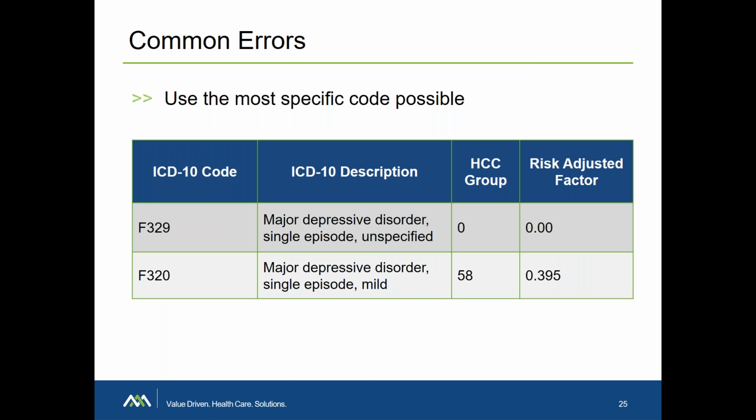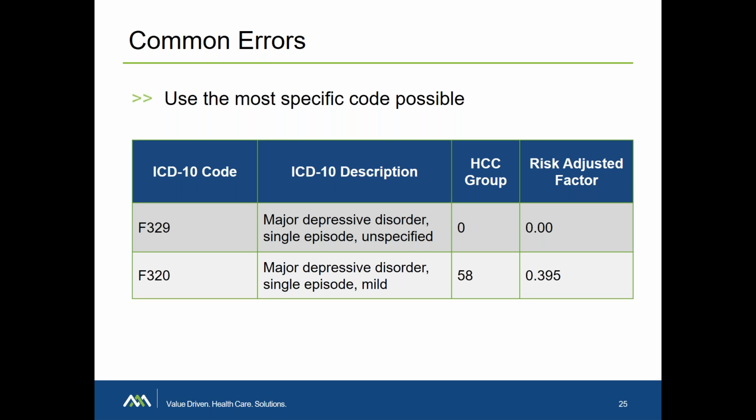Using the most specific code possible. This is an issue with fee-for-service coding as well as HCC coding. So this can make the difference of whether a code maps to a risk adjustment or not. So making sure that the billers and coders are reviewing the diagnosis selection and then correcting it if there is something more specific that should be used based on the documentation.